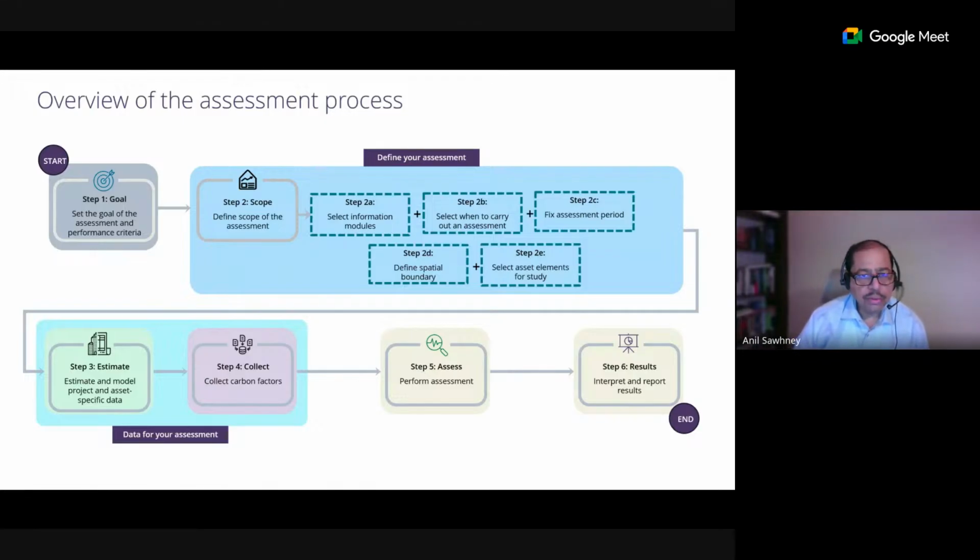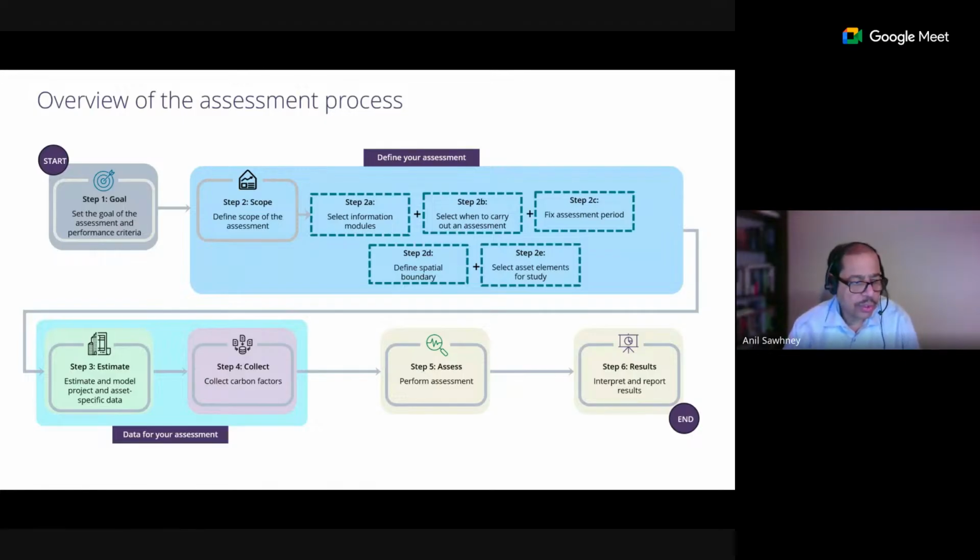Step 2D, you're going to define spatial boundary. So you basically will define what is included, what's excluded in your assessment. In step 2E, you're going to determine which elements you're going to study. Is it the foundation? Are you including MEP? Are you including HVAC? And so on. So all of that becomes the scope definition.